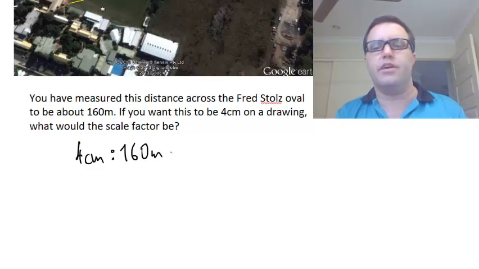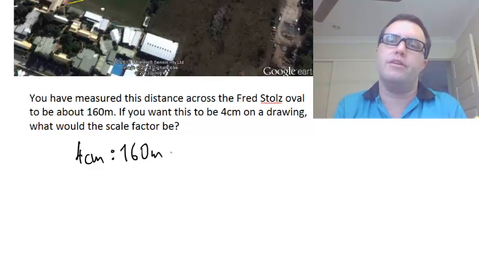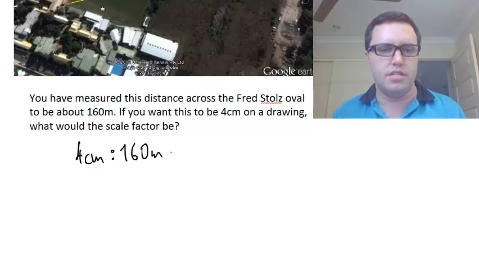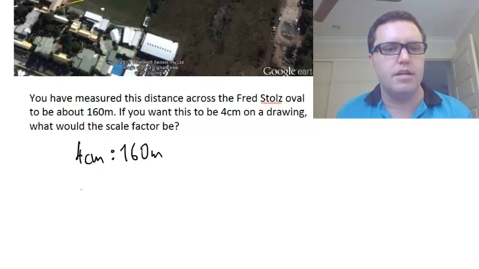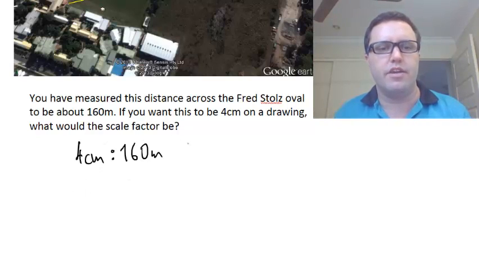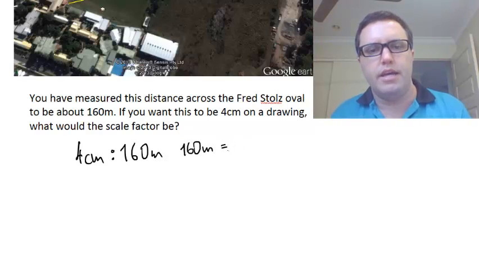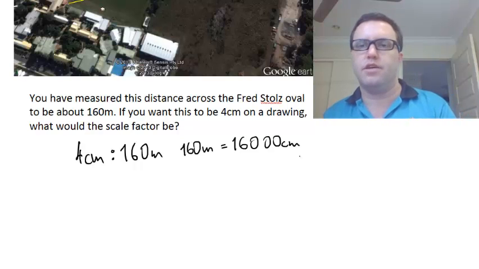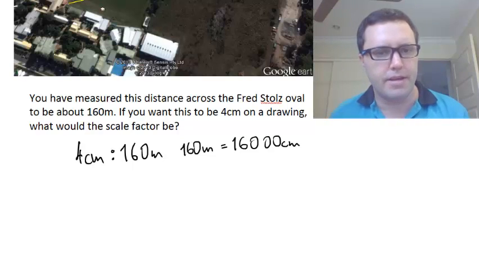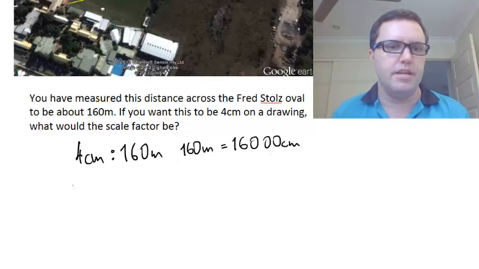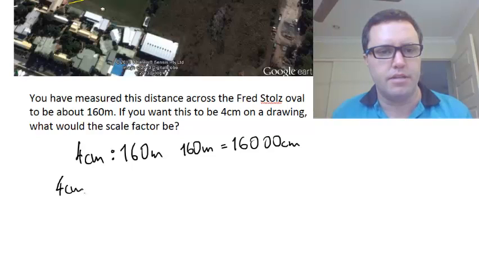So let's say to ourselves, we want 4 centimeters to be 160 meters. Now we can't just leave it like that. I mean, if we could, that would be super easy. But remember the idea with ratios is they have to be the same set of units, and here they are not, because we've got centimeters and meters. So the first thing we're going to do is convert 160 meters to centimeters. We're going to have to multiply by 100, which is equal to 16,000 centimeters. Okay, makes sense. Sorry, 16,000 centimeters. So that means we've got 4 centimeters is to 16,000.